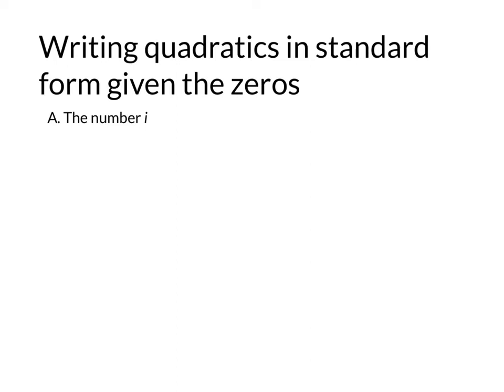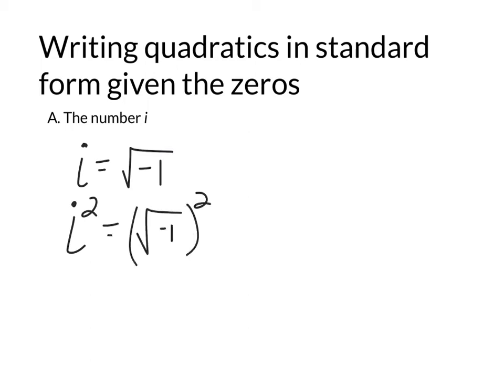Let's remember that the number i is defined as the square root of -1. And for today, what we really need to look at is what is i squared. If we look at the square root of -1 and we square that, we know that the square undoes the square root, so that would mean that i squared equals -1.